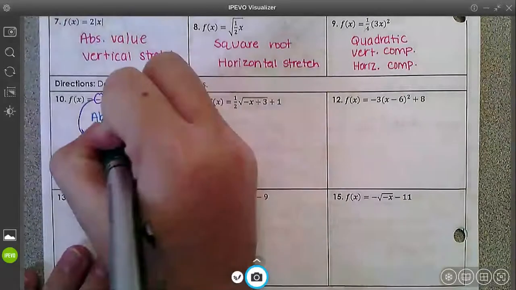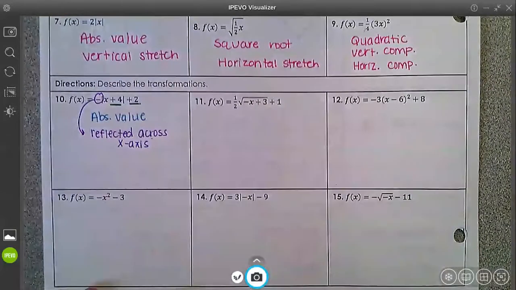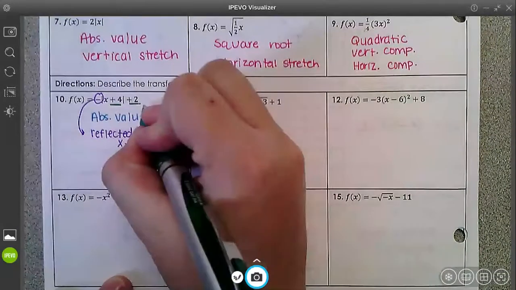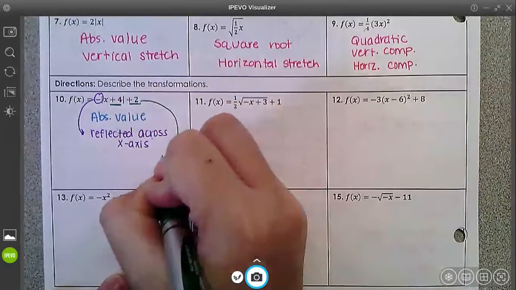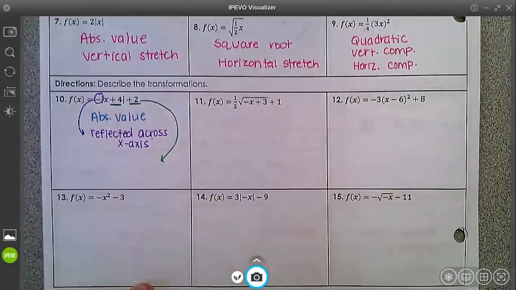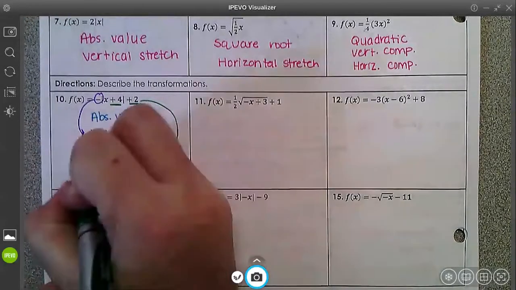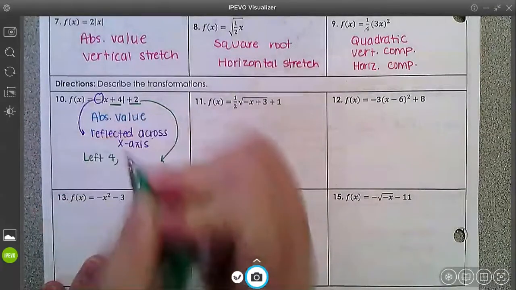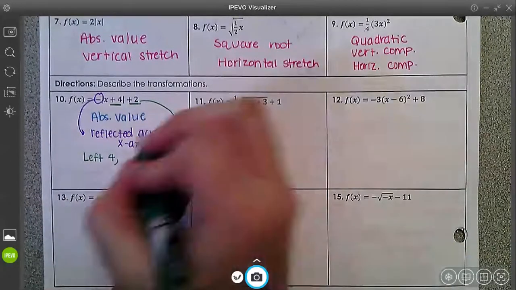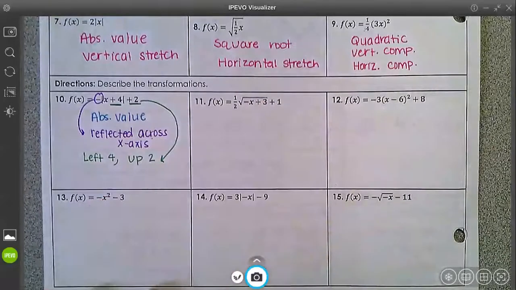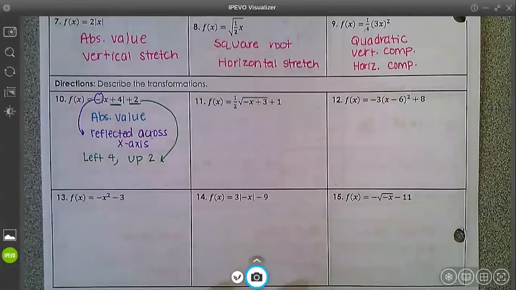And then we also are adding 4, adding 2. Adding 4 inside. So if you add or subtract, those are your translations that we did first. So if we add 4 inside, what is that doing? Left 4, and then what's the 2? Up 2. Good. This one did not have another number being multiplied in front of the x, either one. So we didn't have any dilations here.